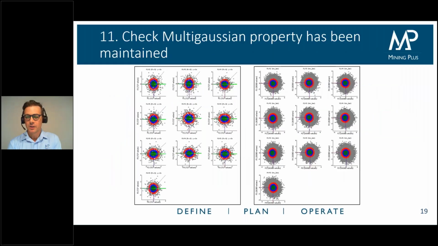Then we wanted to check the multi-Gaussian property has been maintained, and this is just a standard output from Supervisor. On the left-hand side, we're looking at the input data, and on the right-hand side, we're looking at the simulation output. Each of the variables are plotted against each other, and if we have circles representing Gaussian distributions in those 2 dimensions, then we're happy. That's a good result.